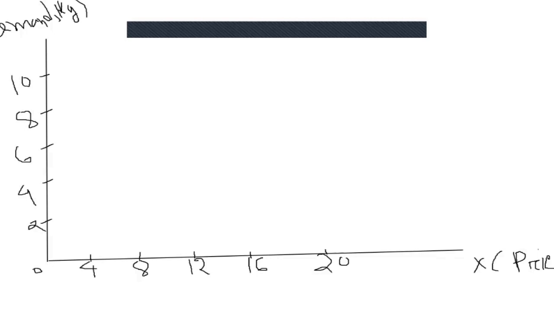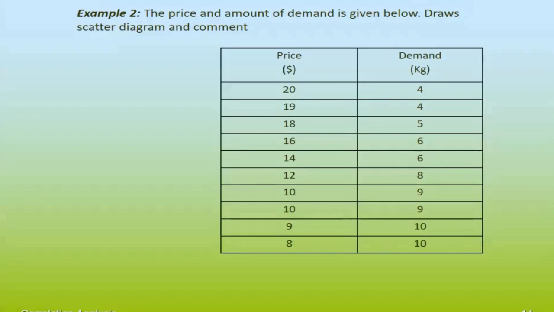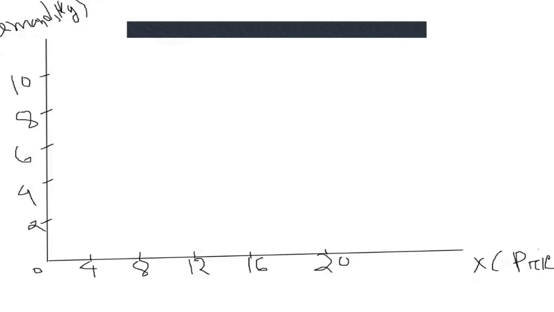Now we have to put the values for X and Y. Let me check again, it will be easier. When the price is 20, demand is 4. Price 19, demand is also 4. So when the price is 20, we put the demand here, also 4. For 19, a little bit here, also 4.